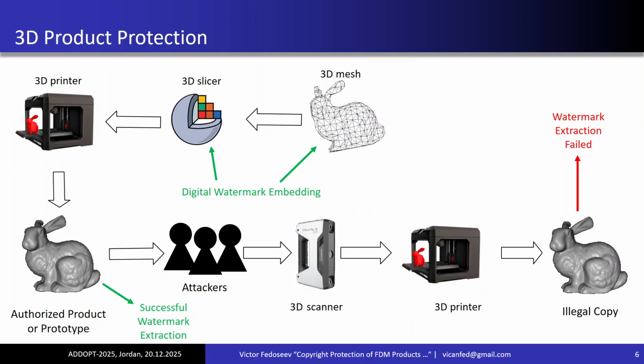And if we analyze an illegal copy, then probably we will not extract the watermark from this illegal copy, because it is hard to capture a good watermark using a 3D scanner. So this is an idea, and let me tell a few words how to implement this idea.